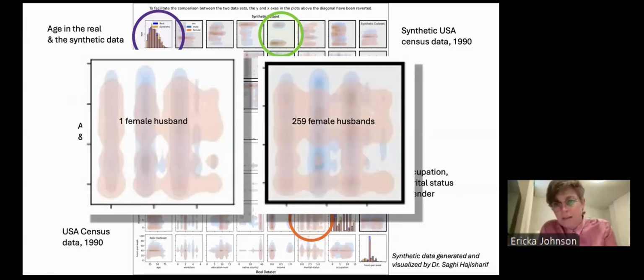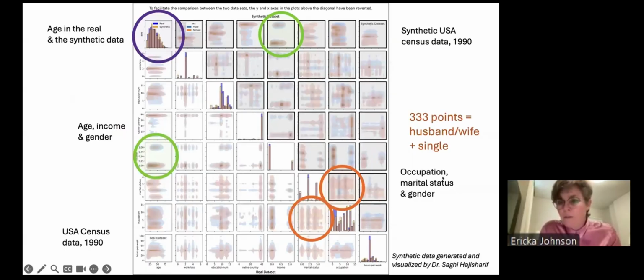But then in our synthetic data, we had 259 female husbands, which I thought was really interesting, but maybe an issue. And then we also saw that we had 333 points that were both categorized husband and wife and single.